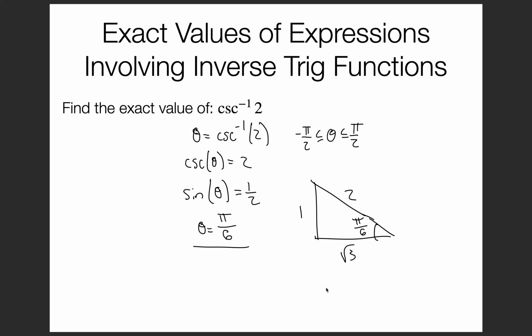Sine is positive in the first, and so I have 1/2, which turns out to be our special 30, 60, 90 triangle when the opposite side is 1 and the hypotenuse is 2. That means the other side is going to be root 3. And then the angle that's opposite the side that has length 1 is 30 degrees, or pi over 6. And so then that's the answer. The inverse cosecant of 2 is pi over 6. Okay? So hopefully that made some sense.